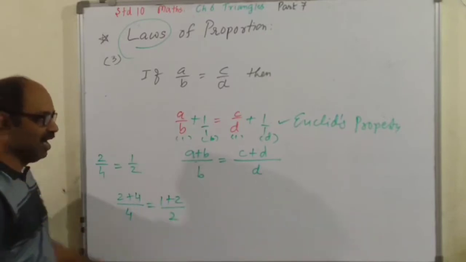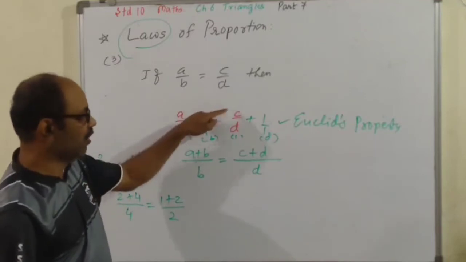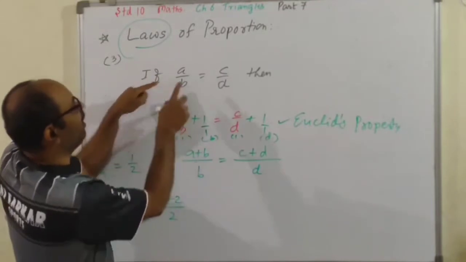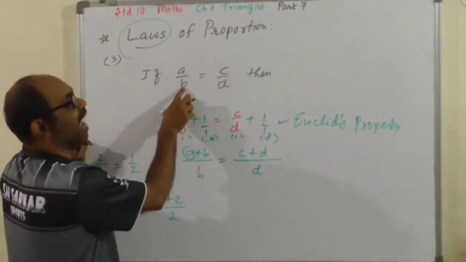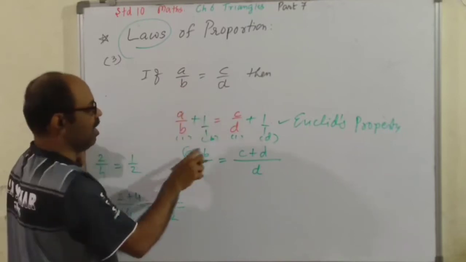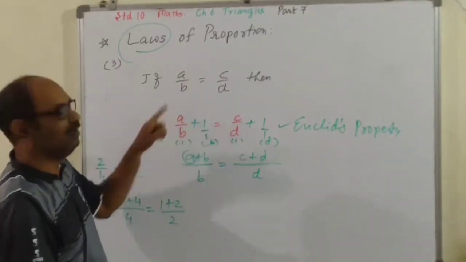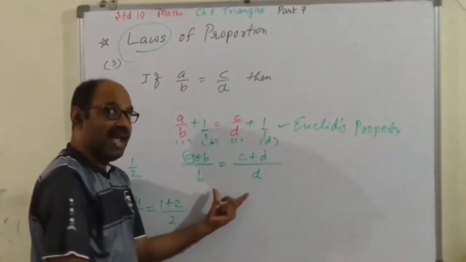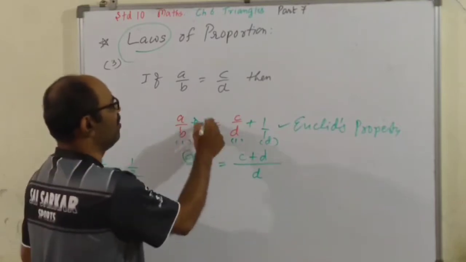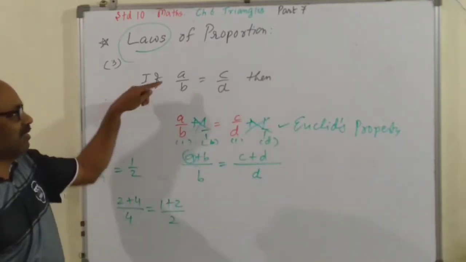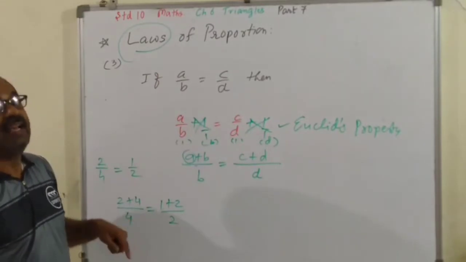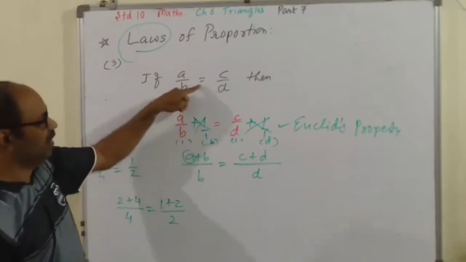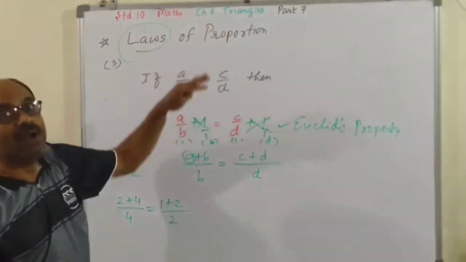Children, you observe this. A upon B is equal to C upon D. So what is done? A plus B. Here, on top is A, and we add B. Add the denominator. A plus B upon the same denominator is equal to, the same thing we do here, C plus D upon D. So by adding one, this is how you get it. So there is no need to add one. Straight away you can think, what is that? If A upon B is equal to C upon D, then A plus B whole upon the same B is equal to C plus D whole upon D.